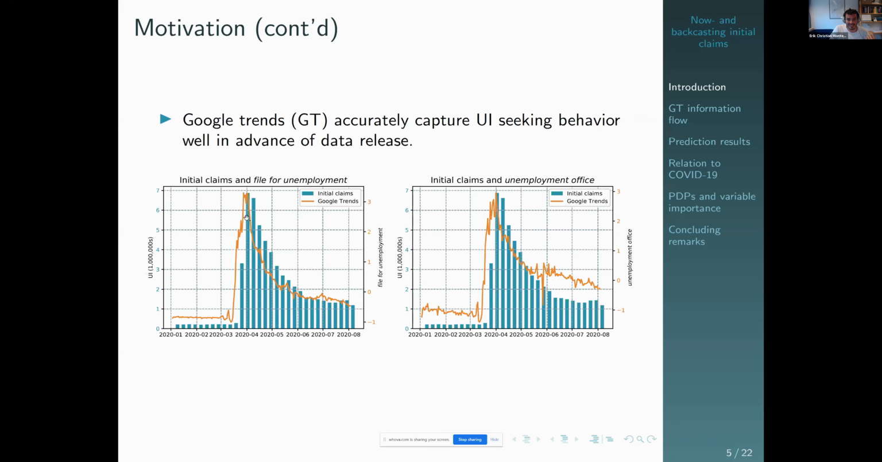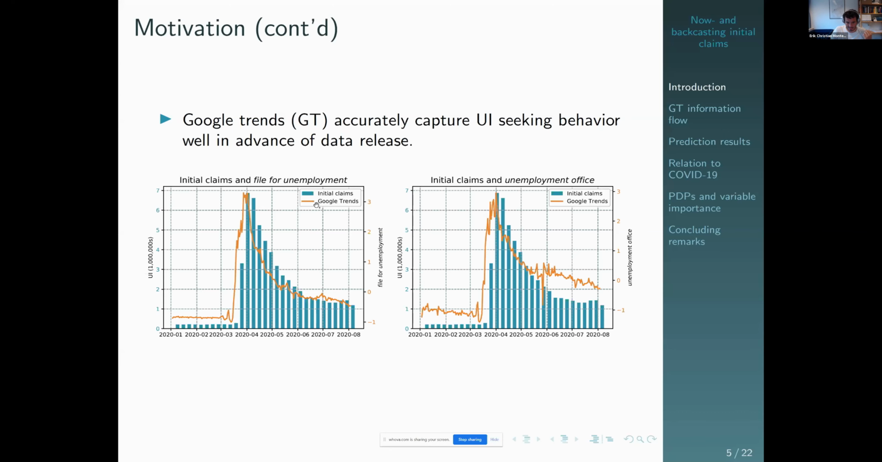So Google Trends is an interesting series because it can capture UI seeking behavior well in advance of data release. What happened is basically a lot of people got fired. Many of them did not even know how to apply for insurance claims. So it was a long time since they had done it. So they started Googling when they saw that this thing was happening. So it was a really nice real-time indicator of this variable well in advance.